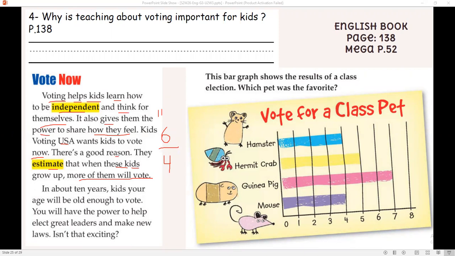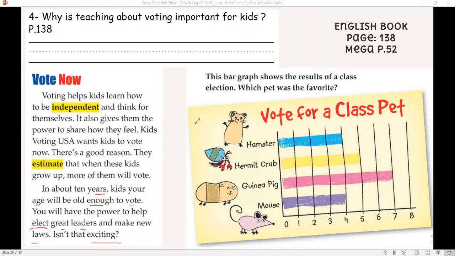So they started with kids at a younger age so that when these kids grow up, more of them will vote. So maybe as kids they will convince, let's say, 2 or 3 of them to vote. So now they will have a bigger number of Americans, maybe 8 Americans will vote in the future. Why? Because as kids they learned about the importance of voting. In about 10 years, kids your age will be old enough to vote. You will have the power to help elect, choose great leaders, and make new laws. Isn't that exciting?